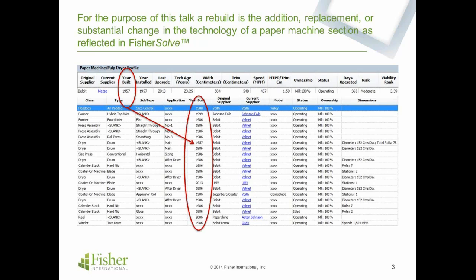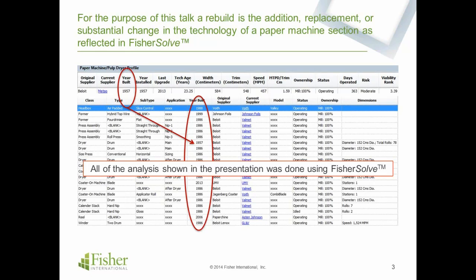But as you can see, every other part of the paper machine has had a rebuild or an upgrade during its lifetime. Now, all of the analysis that I'm going to show you today was done using FisherSolve, which means that you could do this yourself if you're a subscriber. If you would like to pursue this a bit more, I encourage you to reach out to me or to one of the other members of the senior consulting team, and we can walk you through how to do some of this type of analysis.